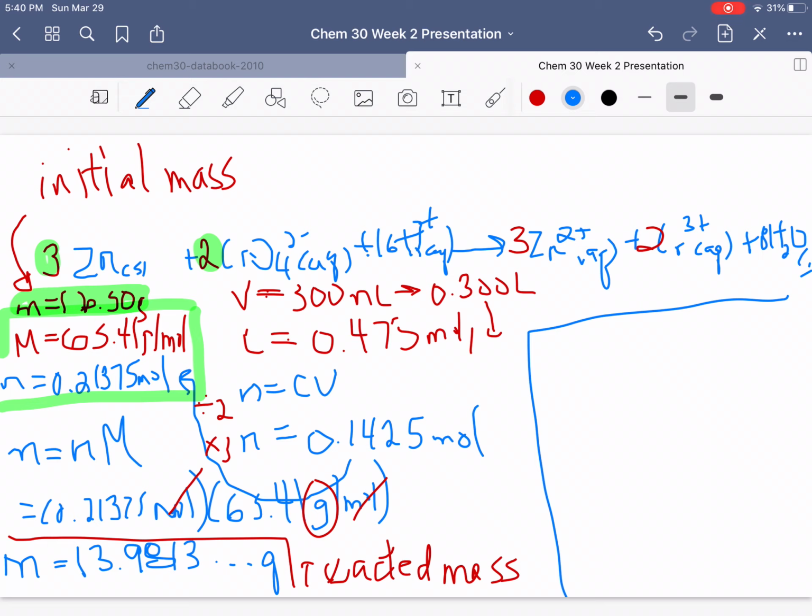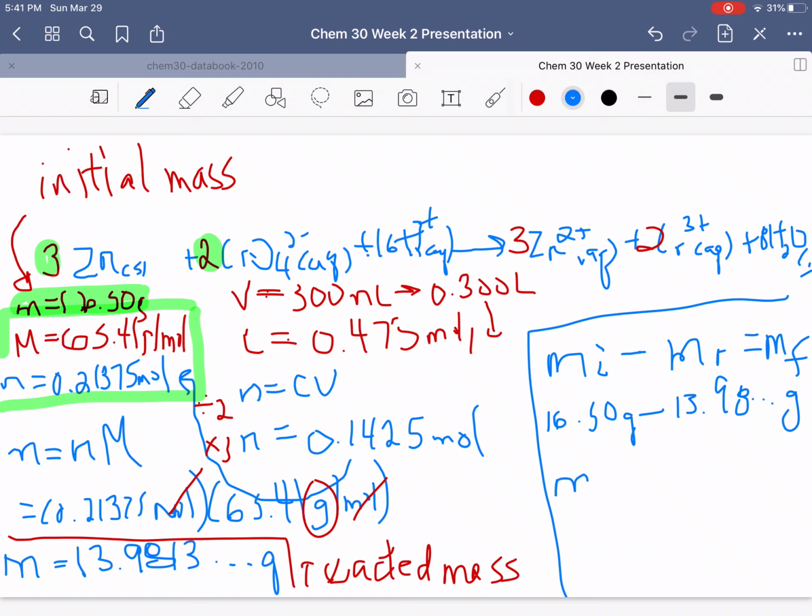How do you do that? Well, you're going to take the initial mass and you're going to minus the mass that reacted, and that'll give us our final mass. Initial mass was 16.50 grams. Subtract the one you just figured out, 13.98 grams. We end up with a final mass of our zinc of 2.52 grams. 3 sig digs, there it is, done and done.